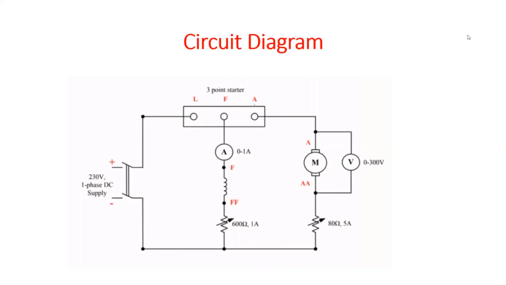In the previous equation we have seen that the speed omega is equal to VA minus IARA divided by KA into phi, and phi is proportional to IF. So speed is directly proportional to VA, and it is inversely proportional to IF, that is field current. Now, if the field circuit fails, that means there will be an open circuit, so the field current IF will become equal to zero. As the speed is inversely proportional to IF, if IF goes to zero, the speed will become infinite, and it may damage the motor mechanically.